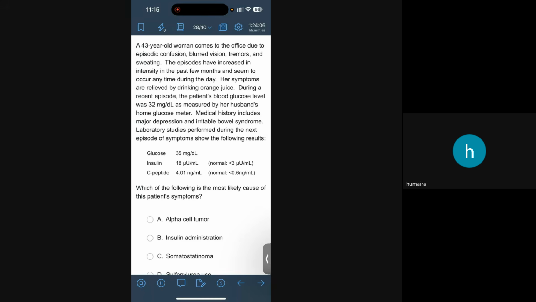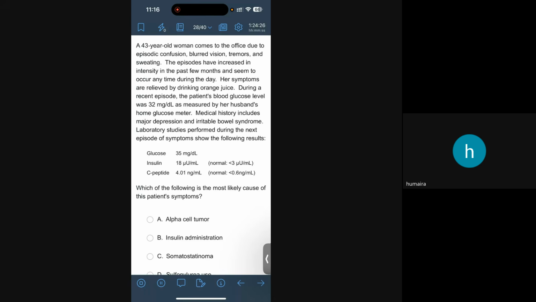43-year-old woman due to episodic confusion, blurred vision, tremors, and sweating. The episodes have increased in intensity in the past few months and seem to occur any time during the day. Symptoms are relieved by drinking orange juice.